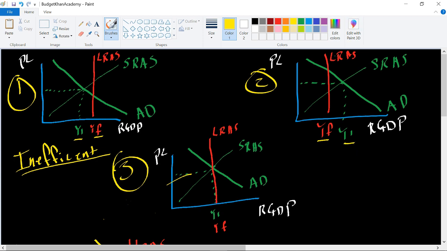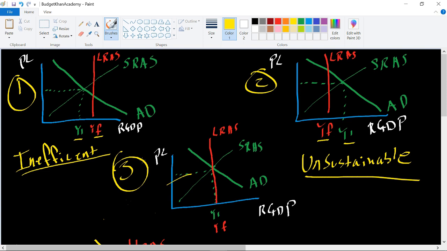And if we remember the LRAS, it shows our full employment output, and it also represents our potential as an economy. And so this is showing that we are past our potential. We're overutilizing our factors of production. Another word for this is unsustainable. And this is not necessarily something we want to see either. We want to correct this. We don't want our economy to be unsustainable or inefficient.